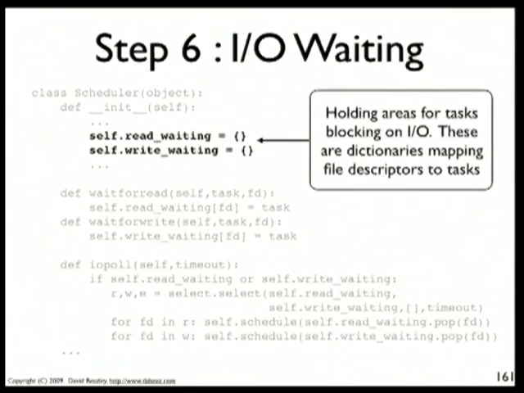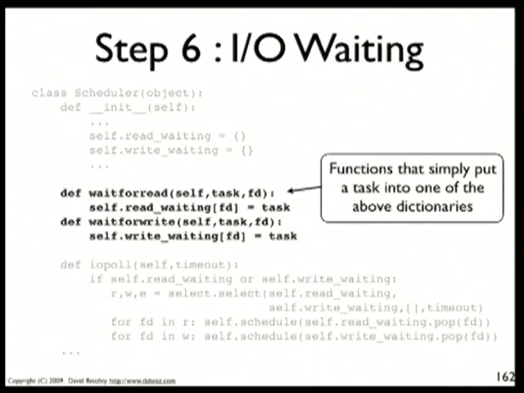So what I've got here are essentially two different holding areas. I have a holding area for tasks that are waiting to read, and I have a holding area for tasks that are waiting to write. These are essentially just dictionaries mapping file descriptors to the tasks associated with them. And so I have these waiting areas, and a couple of utility methods that actually just put tasks into those dictionaries.